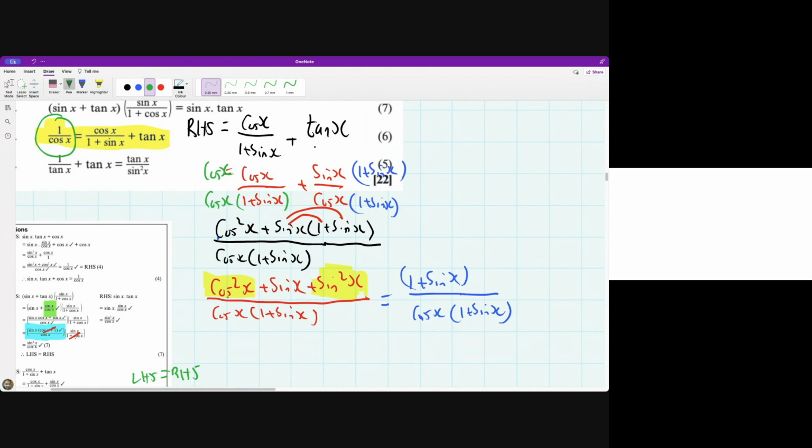So when I put these two together, I get a 1. And what do you know? On the bottom, I already had a 1 plus sine x. So the reason I got so excited is I realized, well, these can cancel. And so now I have 1 over cos x, which is equal to the left-hand side. And so I'm done. So that actually looked harder than it was.